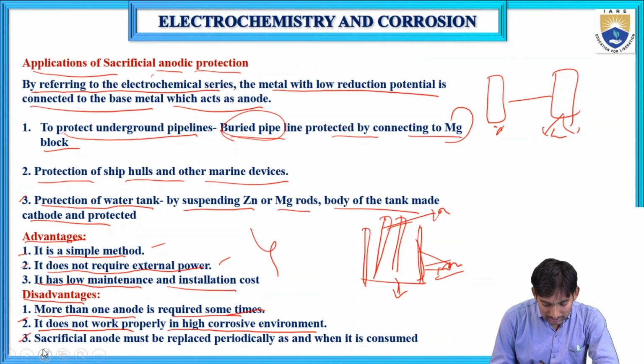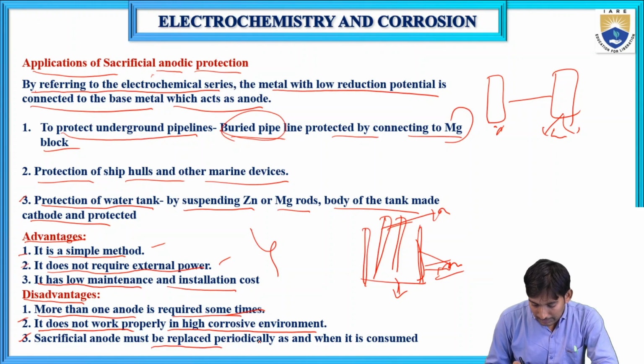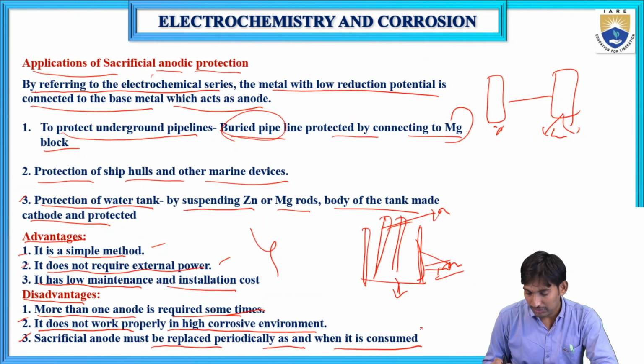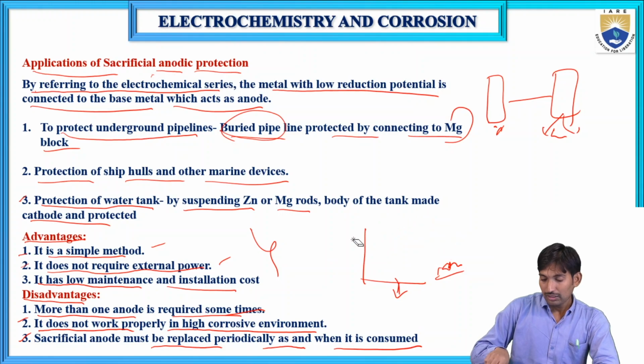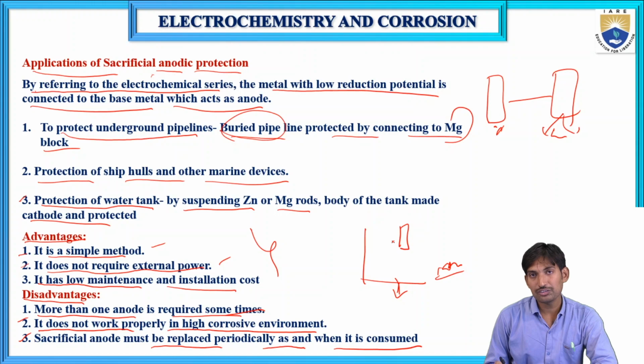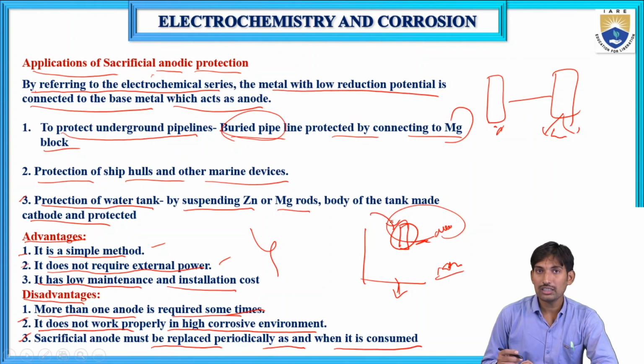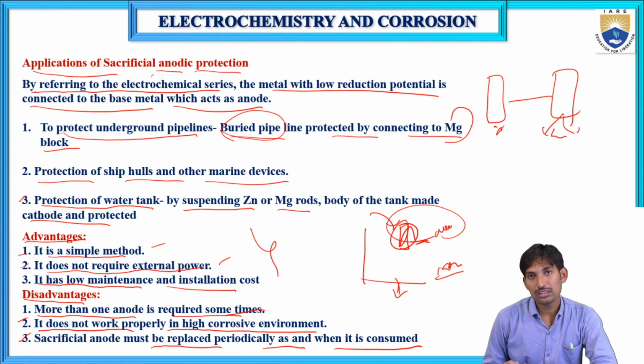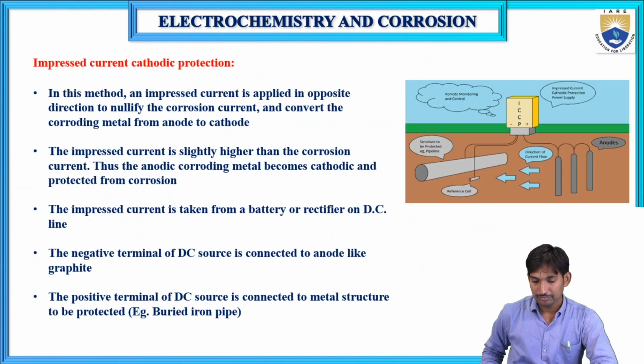The third one is the sacrificial anode must be replaced periodically as and when it is consumed. Already I explained. If corrosion takes place continuously, over several days, the anode will be corroded and consumed completely. Then we have to replace that anode from time to time. Then only the sacrificial anode protection works. Otherwise, our base metal, acting as anode, will also be corroded.